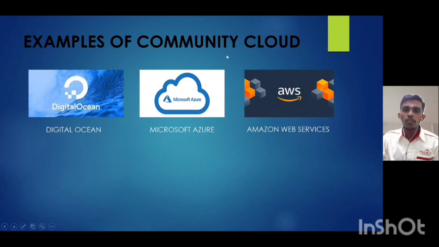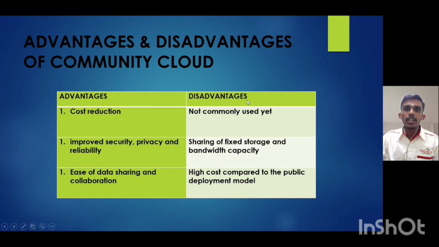These are the examples of community cloud: DigitalOcean, Microsoft Azure, and also Amazon Web Services. The advantages and disadvantages of community cloud. The first advantage is cost reduction. The second is improved security, privacy, and reliability. The third is ease of data sharing and collaboration. The disadvantages of community cloud are that it is not commonly used, it involves sharing of fixed storage and bandwidth capacity, and it also has a high cost compared to the public deployment model.